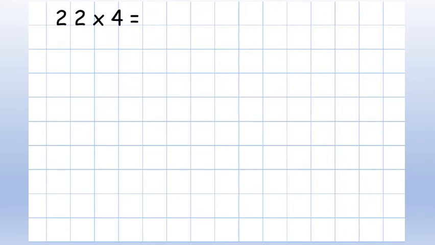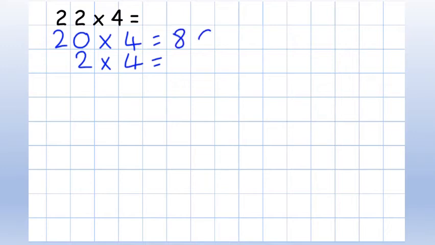Here we go then, 22 times 4. So to partition that, we are doing 20 times 4 and 2 times 4. 20 times 4 is 80, because 2 times 4 is 8. Oh, we've done the whole calculation all in one go, look at that. So hopefully factorising it's going to bring us back to 88.